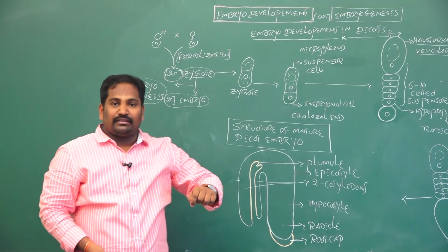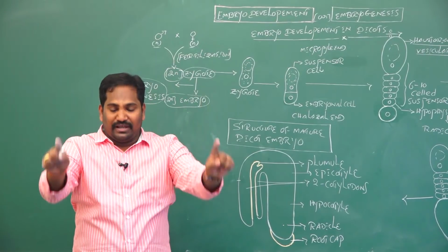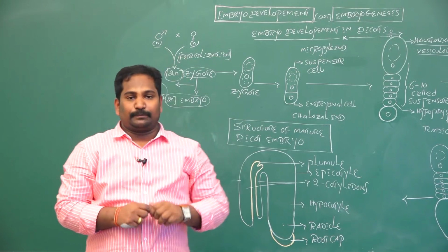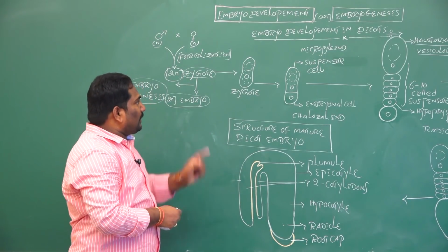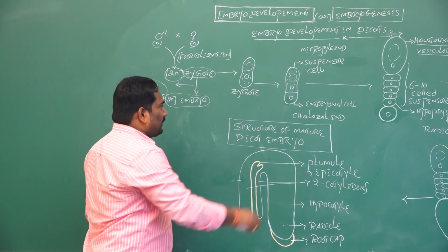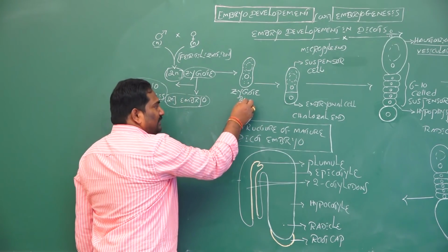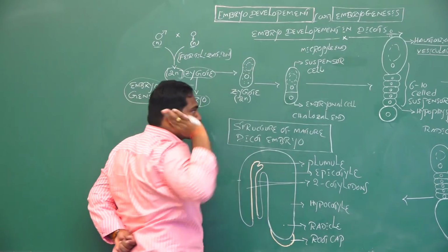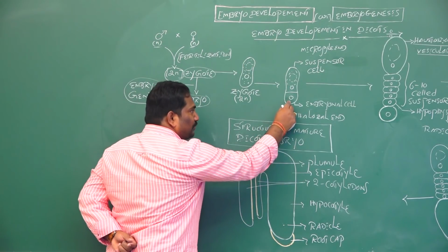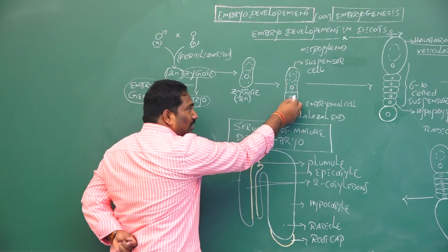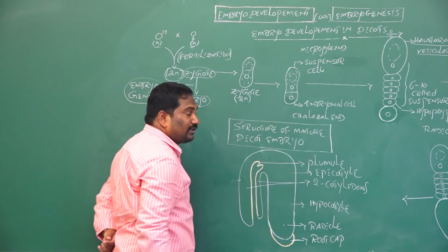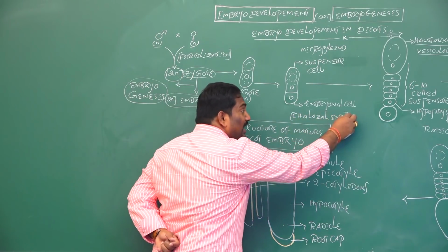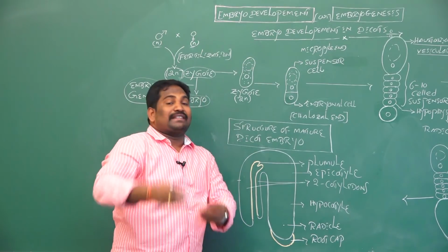In this class, we now discuss the process of embryo development in dicotyledons or dicot plants. In dicotyledon plants, embryo development starts with a single diploid cell called the zygote. When the zygote undergoes transverse division, it produces two unequal cells. The smaller cell is called the embryonal cell or terminal cell. It is present towards the chalazal end or antipodal side of the embryo sac.